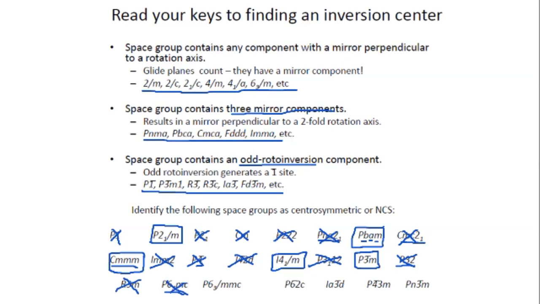When we get to the next one, here we have P63 upon MC. So this space group actually meets 2 requirements. It has a mirror plane perpendicular to a rotational axis, which is this right here. In addition to that, it has 3 perpendicular mirror planes. So this one is centrosymmetric. Then we have P6 bar 2C. We don't have 3 perpendicular mirror planes. We don't have an odd roto inversion. And we don't have a mirror component perpendicular to a rotational axis.